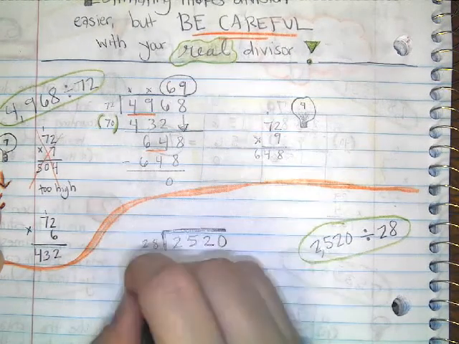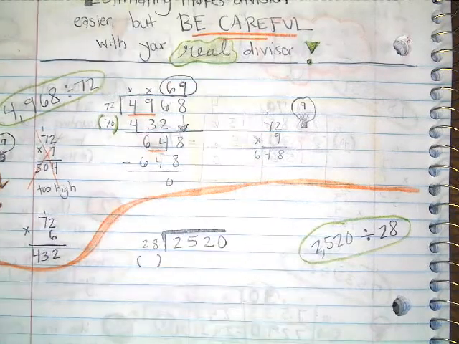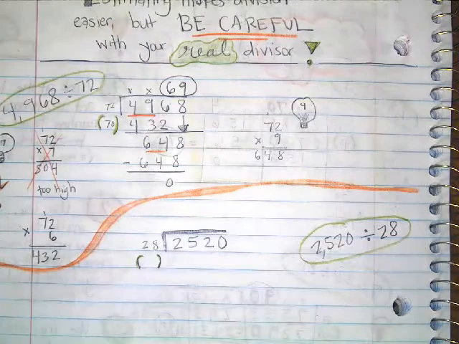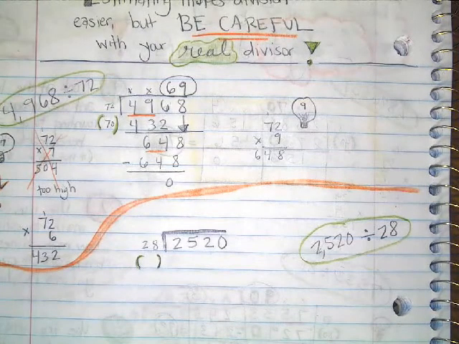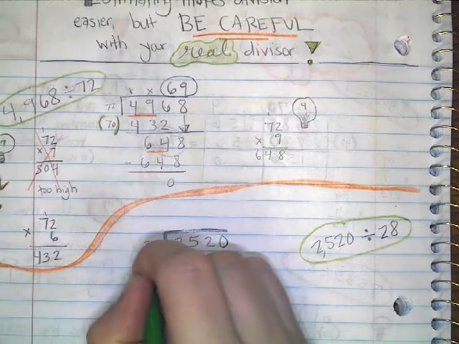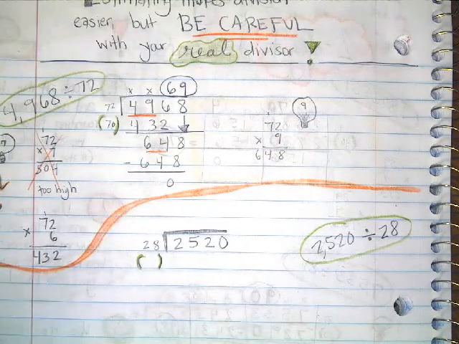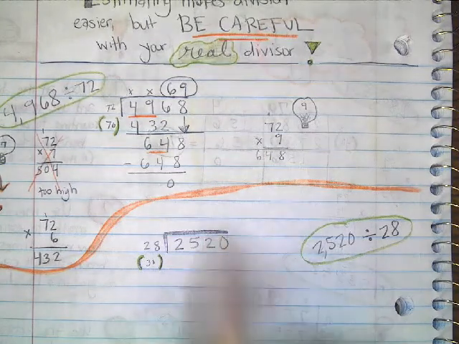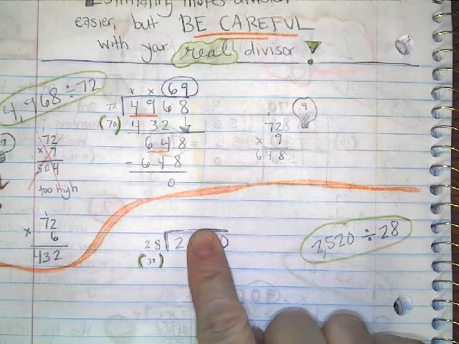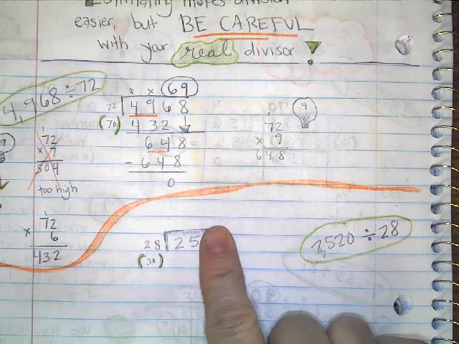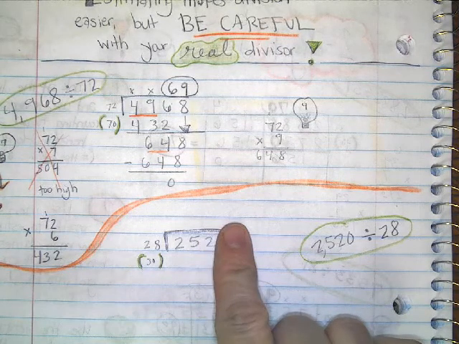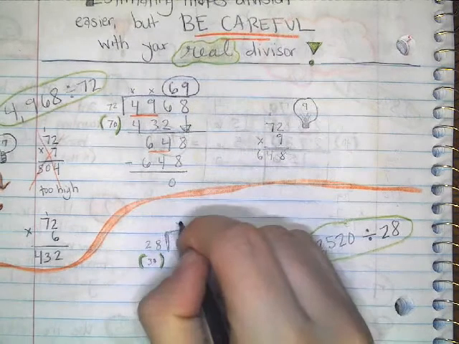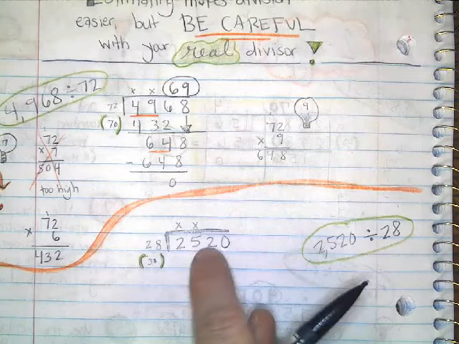And what do we do now when it's a 2-digit divisor? We put parentheses underneath the divisor so that we know what number we're going to round to. What does 28 round to? What is it closest to? It's either going to be a 20 or a 30. It's closest to 30, so write 30 in those green parentheses and begin the estimation process. 30 will not go into 2, so I place an X there. 30 will not go into 25, so I place an X above the 5. But 30 will go into 252, so that is where my first digit will belong.